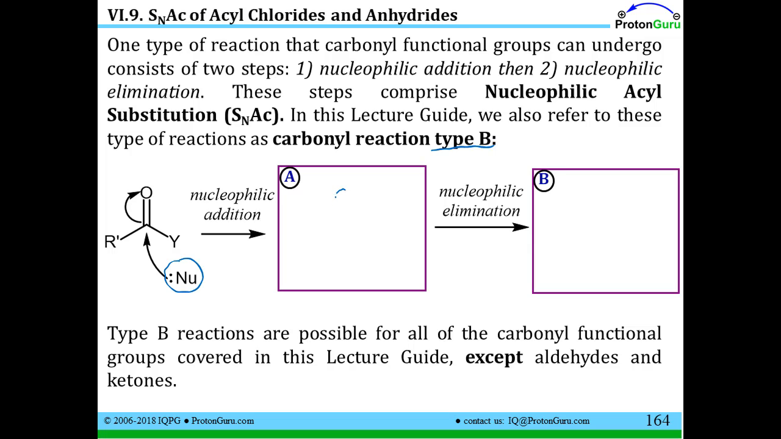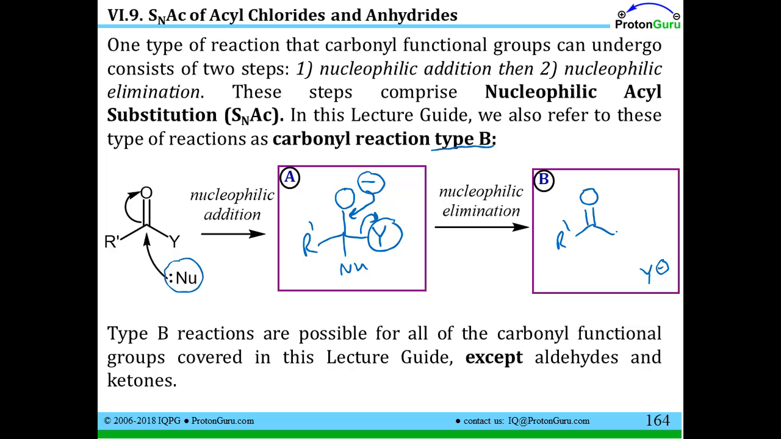with nucleophilic addition leading to initially a negatively charged oxygen species like this. And what this reaction requires for the second step is pushing this Y group off. Now, if this Y group is already a good leaving group, meaning that it can form a relatively stable anion by itself, then this happens spontaneously without the need to add any other reagents.